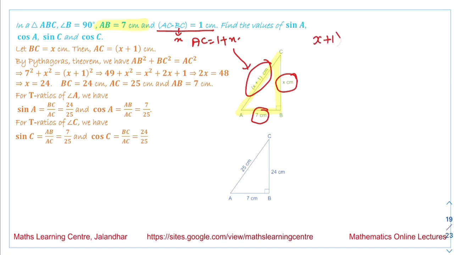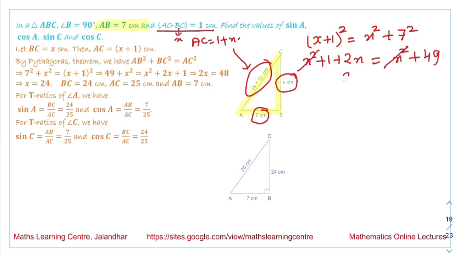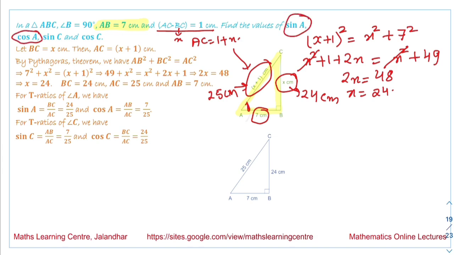So what we have is that x plus 1 square is equal to x square plus 7 square. This is by Pythagoras theorem. So we get x square plus 1 plus 2x, that is equal to x square plus 49. So we get 2x is equal to 48 and x is equal to 24. It means the value of this side is 24 centimeter, and the value of this side is 25 centimeter.